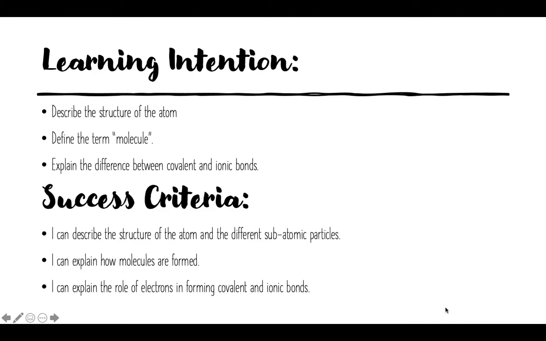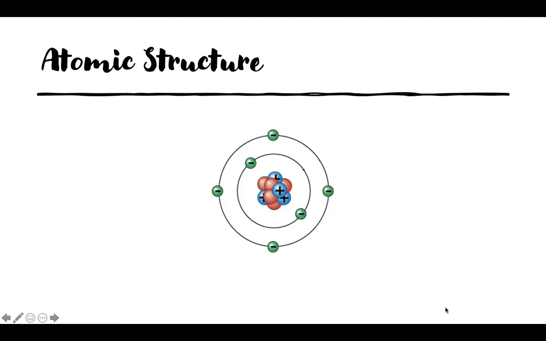So, in order to explain the role of electrons in forming covalent and ionic bonds, I think we are going to have to go right back to the beginning and lay out everything that we already know about electrons. So, the first time we ever heard of an electron is when we looked at atomic structure way back at the start of this unit.